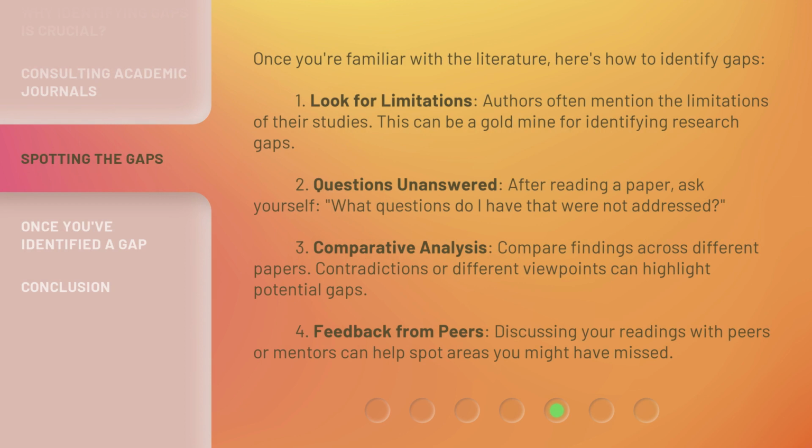Once you're familiar with the literature, here's how to identify gaps. 1. Look for limitations. Authors often mention the limitations of their studies. This can be a goldmine for identifying research gaps. 2. Questions unanswered. After reading a paper, ask yourself, what questions do I have that were not addressed? 3. Comparative analysis. Compare findings across different papers. Contradictions or different viewpoints can highlight potential gaps. 4. Feedback from peers. Discussing your readings with peers or mentors can help spot areas you might have missed.